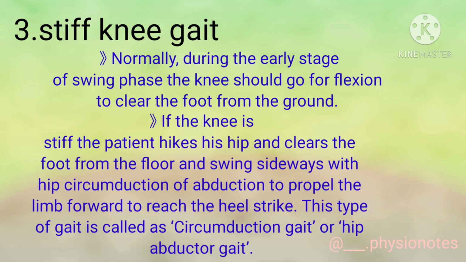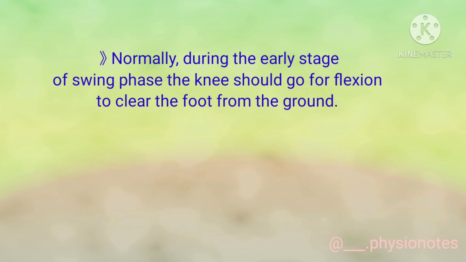Third, stiff knee gait. Normally during the early stage of swing phase, the knee should flex to clear the foot from the ground. If the knee is stiff, the patient hikes the hip and clears the foot from the floor and swings sideways with hip circumduction or abduction to propel the limb forward to reach heel strike. This type of gait is called circumduction gait or hip abductor gait.